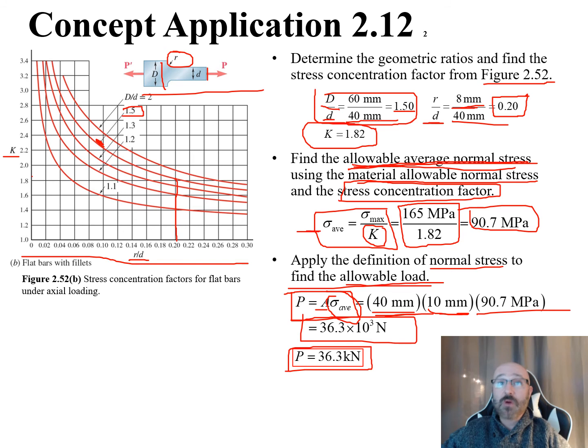So a pretty straightforward problem just from our dimensions and the geometry that they gave us. Able to go back to figure 2.52, plug in those ratios, go up on the curve, find out what curve we're on, come over, get our stress concentration value K, and plug that in in order to find that load.